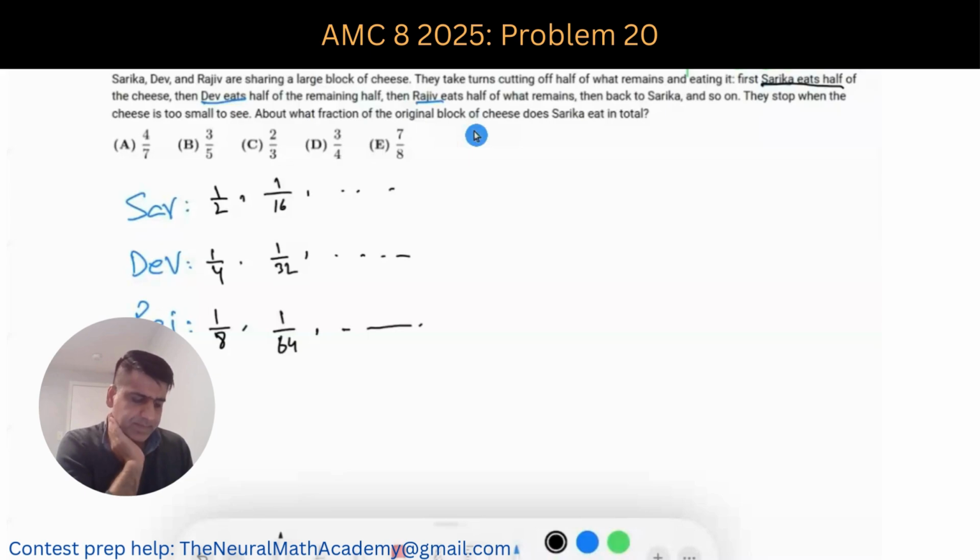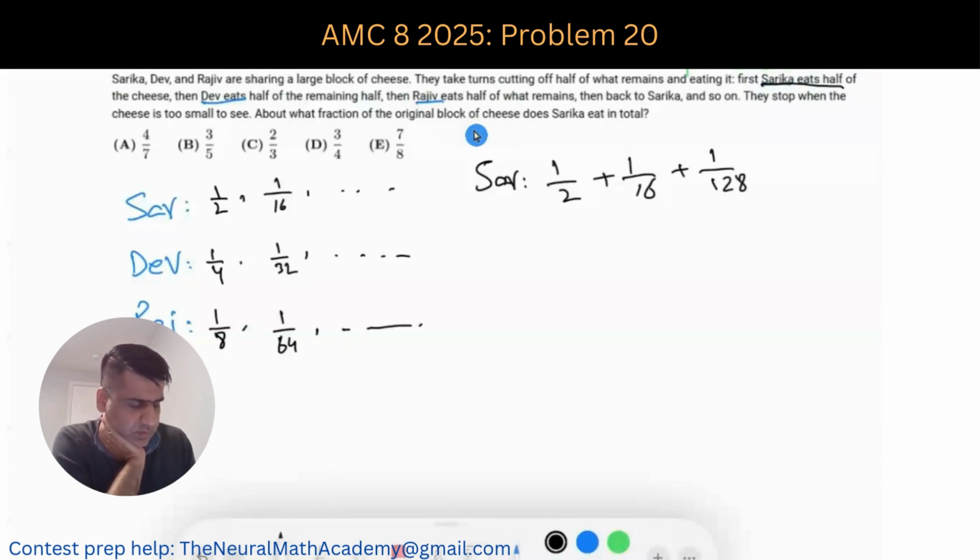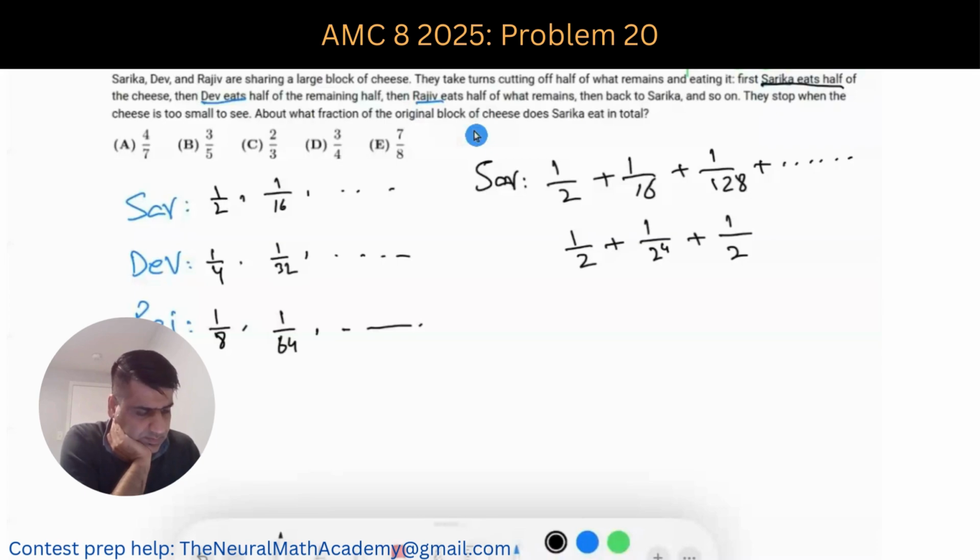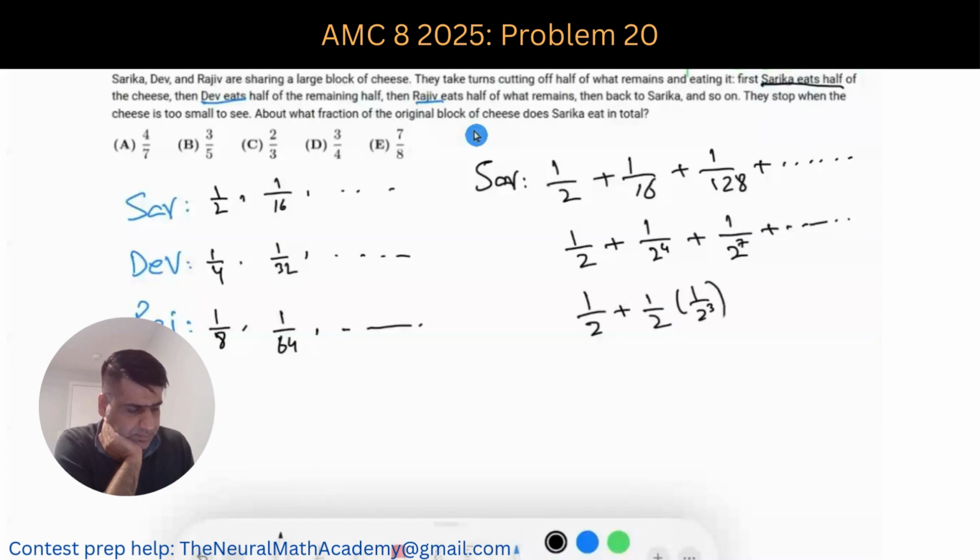So if we see what Sarika has eaten, we can write it like this. Sarika is 1/2 plus 1/16. Maybe I can add another term, so that would be 1/128, and this sequence will continue. So if I now change it to the power of 2, it will be like this, plus 1/2 to the 7, and it continues. So now I can again write it like this.